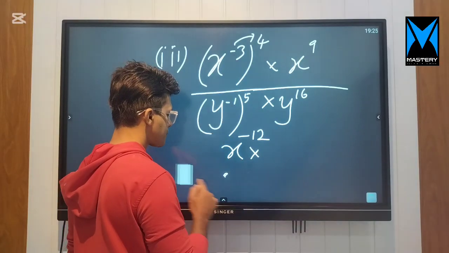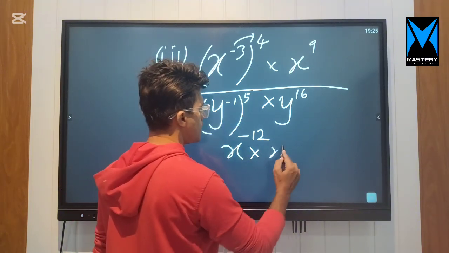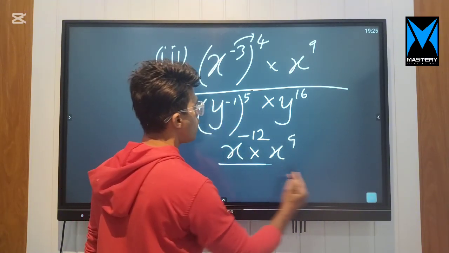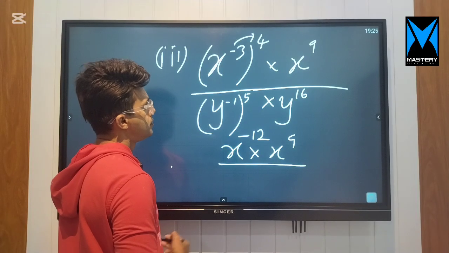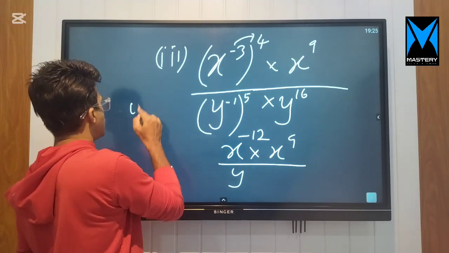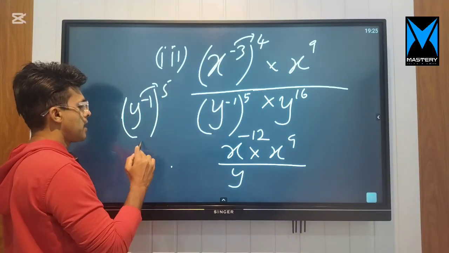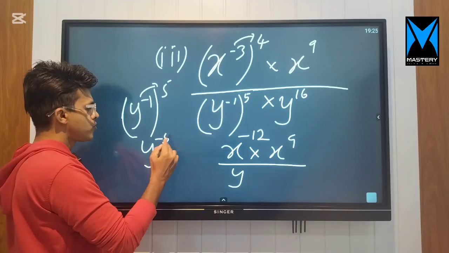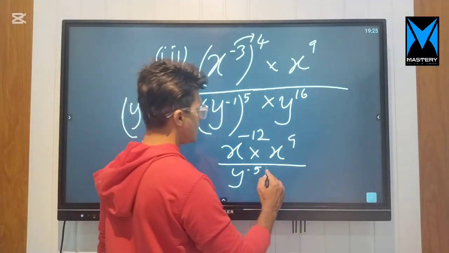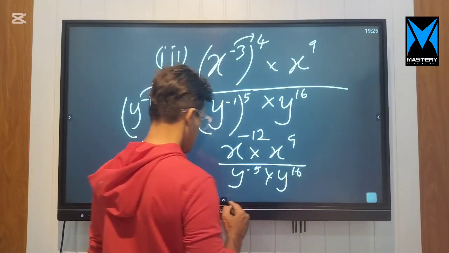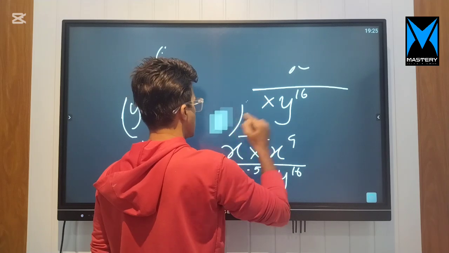So here we have x to the power minus 12, x to the power 9 over y to the power, here y to the power minus 1 to the power 5. So you could multiply the bracket: minus into plus is minus, so y to the power minus 5. After that, here y to the power 16. I will simplify this one.